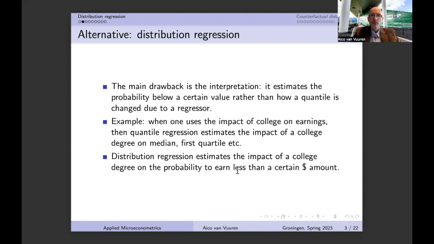Take into account that that coefficient usually is going to be negative, because you expect that the probability that you earn less than $30 will go down when you have a college degree. College graduates usually make more, so the probability that you make less than $30 will go down. Well, that is a lot more difficult to understand than if we had looked at coefficients of quantile regression. And that's the main drawback with respect to distribution regression.